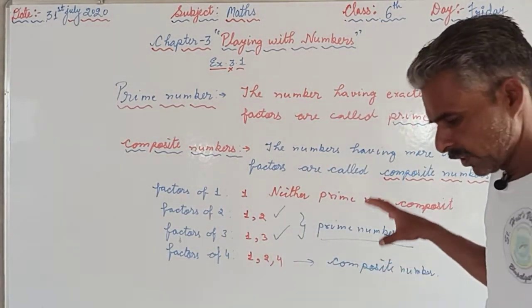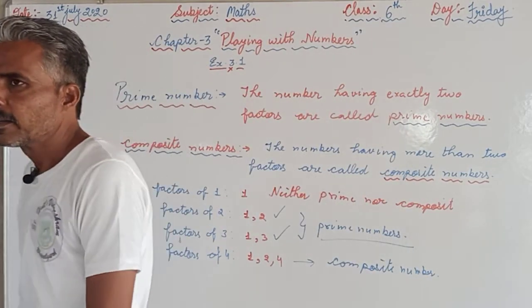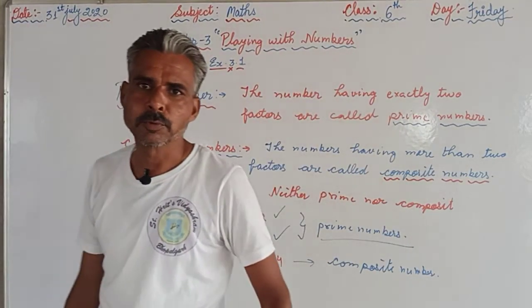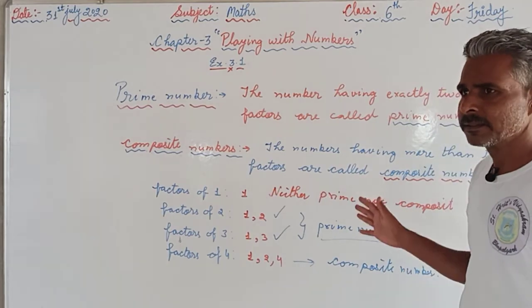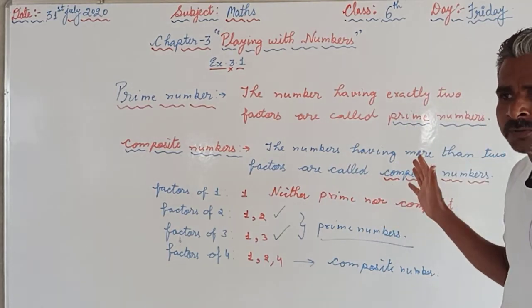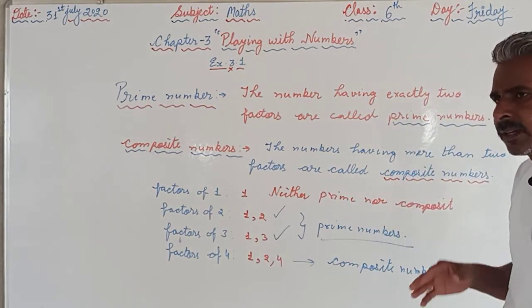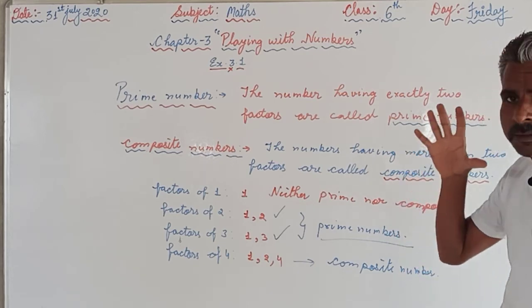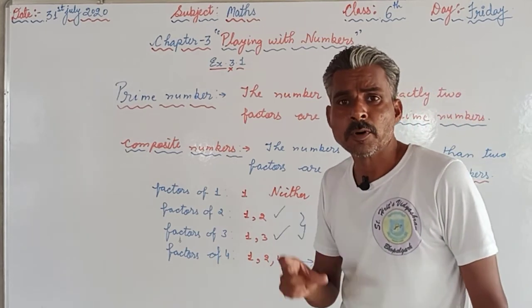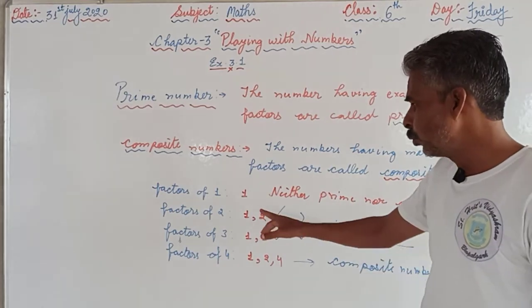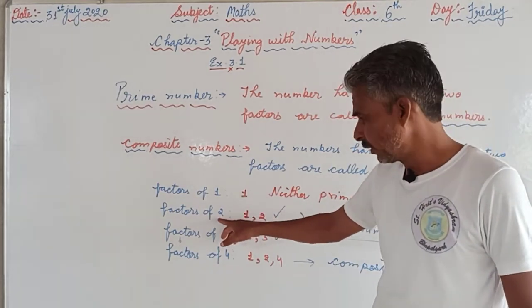So this is the definition of prime number and composite number. This definition you are supposed to note down in your rough notebook, as it is what I have written here on the board. At the same time, if the question is there, which is the smallest prime number, 2 is the smallest prime number.